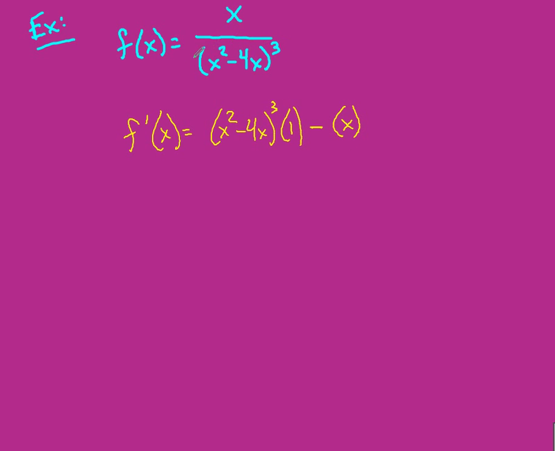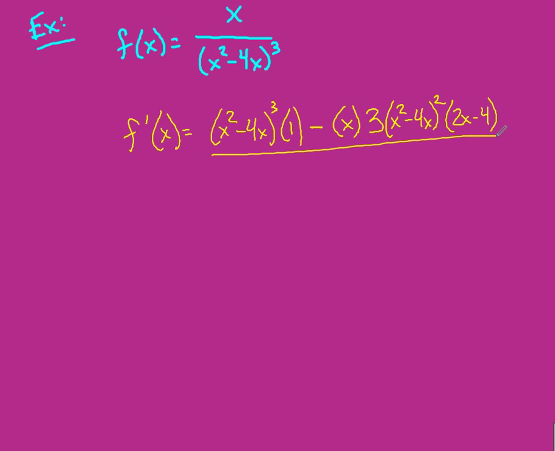Derivative of the bottom. Well, the derivative of that whole big thing is going to be another chain rule. So derivative of the bottom would be 3, because you bring the 3 in front, x squared minus 4x, because it's with respect to the inside, lower the exponent by 1, and then that's times derivative of the inside, which is 2x minus 4. From here, it's just, can I simplify this at all?